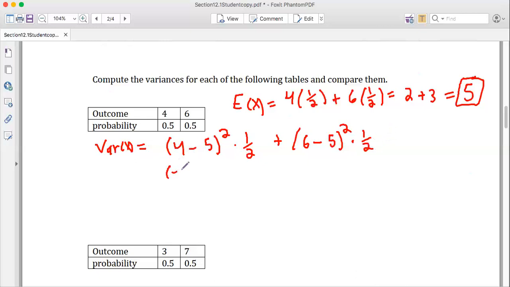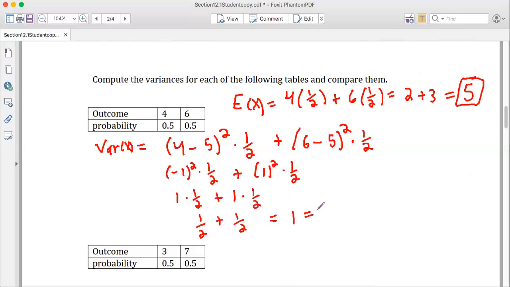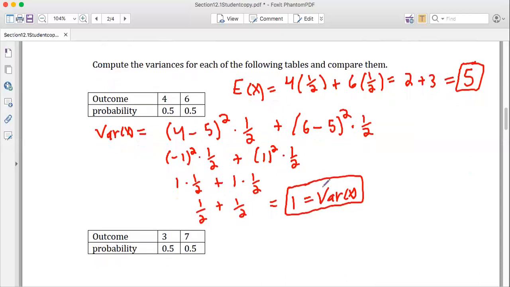4 minus 5 gives me -1. We square it and multiply by 1/2. 6 minus 5 gives me +1. We square that and multiply by 1/2. Now -1, if I square it, gives me +1, so we have 1 times 1/2. And 1 squared gives me 1, so we have 1 times 1/2. So that's 1/2 plus 1/2 gives me 1 for the variance. We'll go back, we'll find the standard deviations at the end, just for fun.